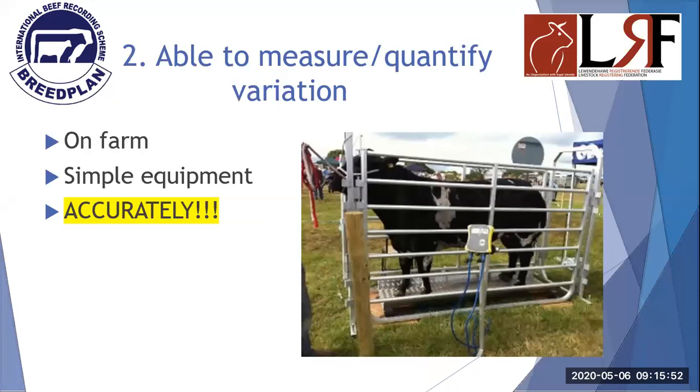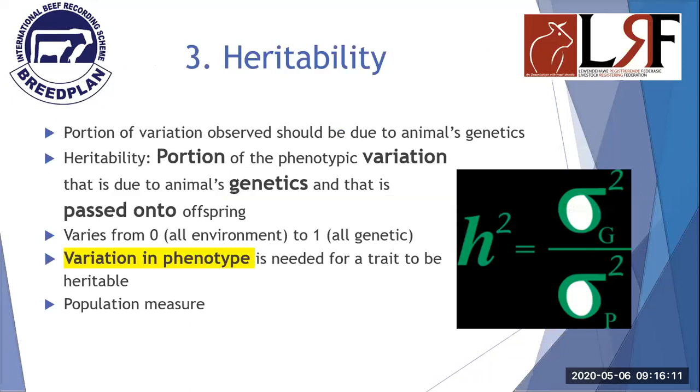Then the second thing you have to keep in mind is that you need to be able to measure or to quantify the traits with simple equipment, and you need to do it on farm accurately in order for you to select on this specific trait. Then the third thing is this trait needs to be heritable.